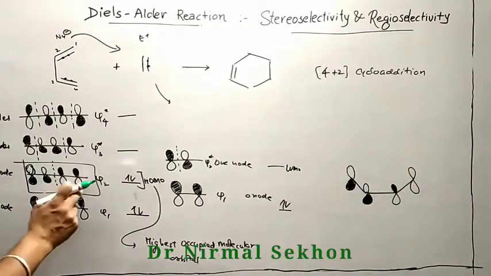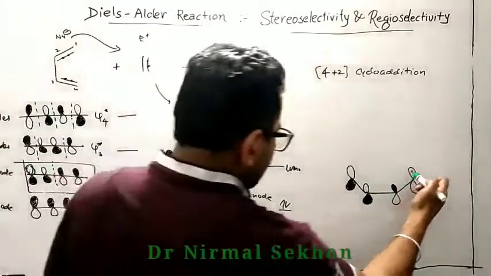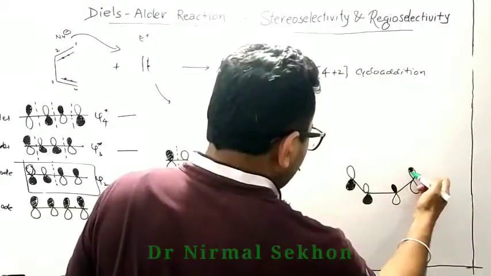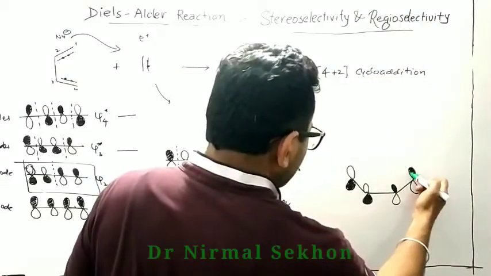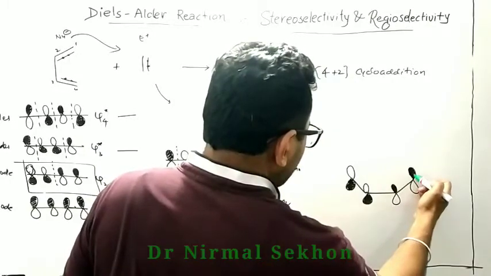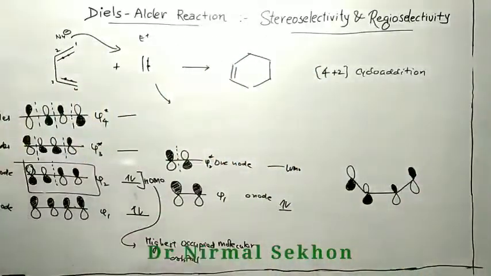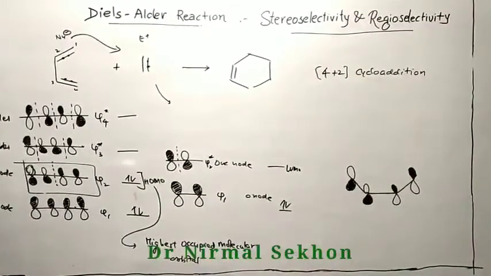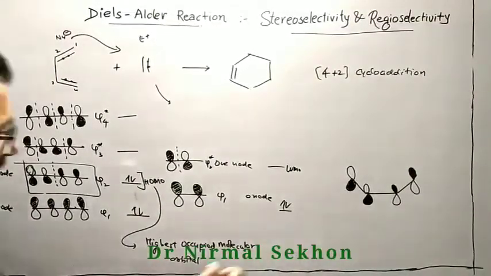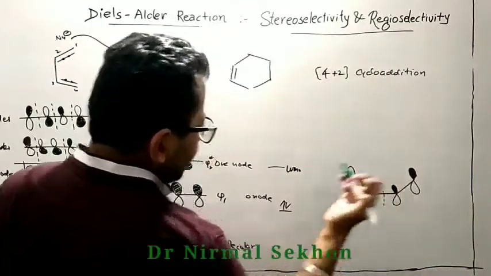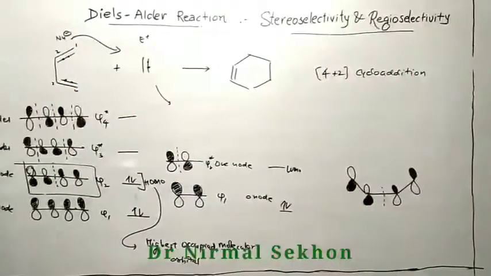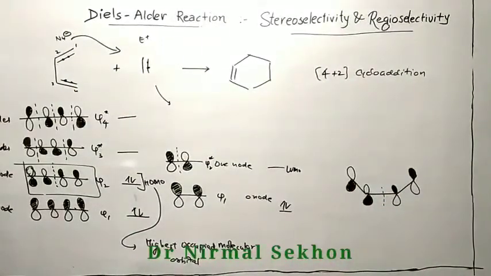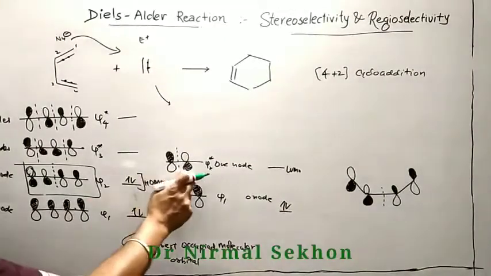So now in the last we have this orbital filled. So like this. So this is the HOMO of your diene. Okay. Now there is again a problem. No problem here. There is one node here. So this is the HOMO of diene. Now what is the LUMO of this dienophile? This is the LUMO of dienophile.